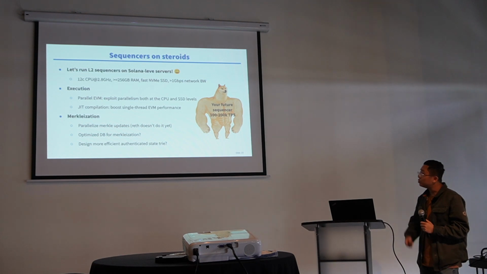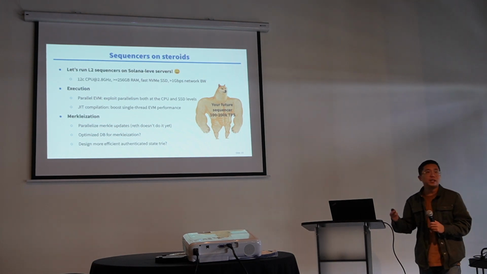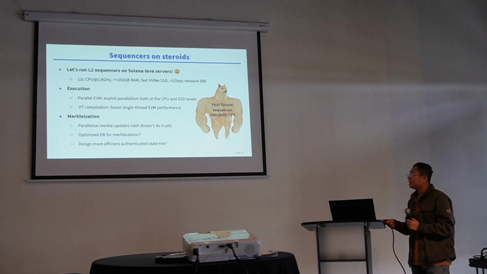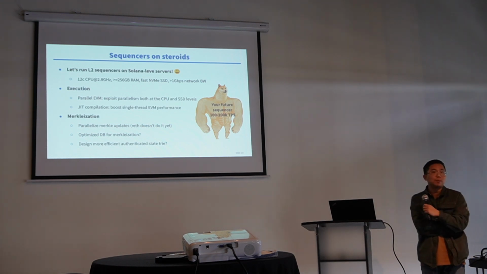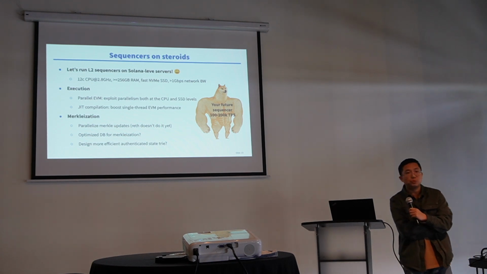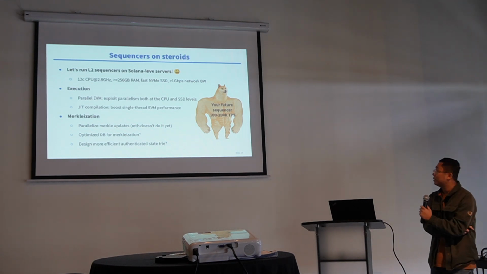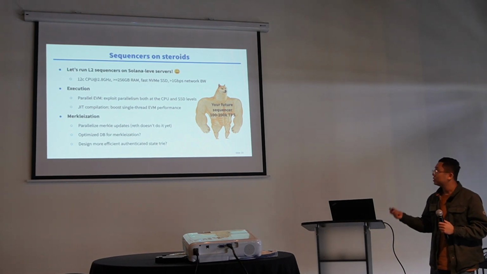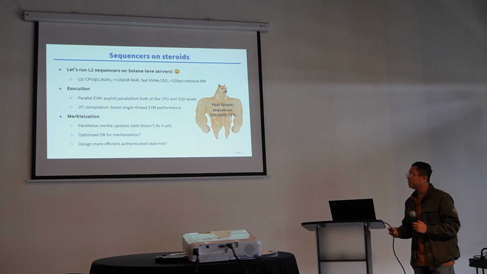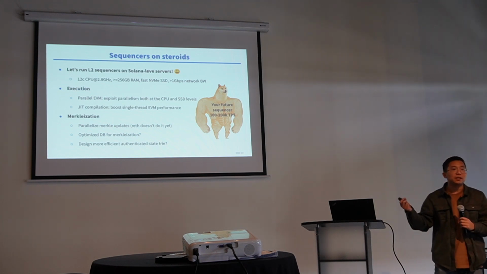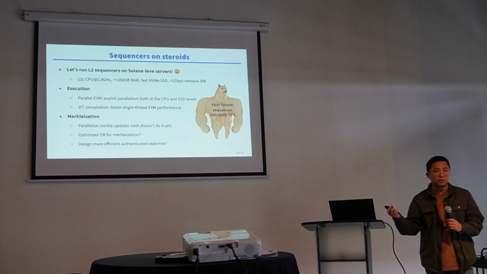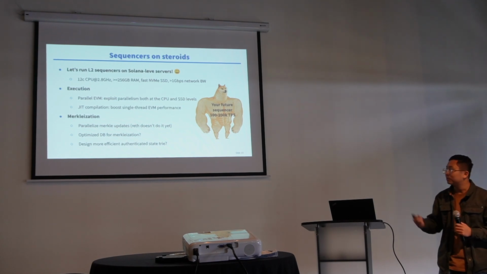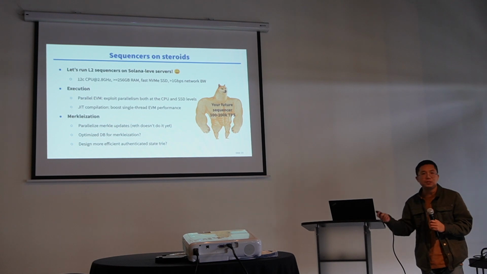For example, for execution, we can do parallel EVM. We can exploit the parallelism both at the CPU level and the SSD levels. And then we can also do JIT compilation of EVM bytecode to native code, which allows us to boost the single thread performance of EVM. As for Merkelization, we can parallelize Merkle updates. Reth doesn't do it yet, but it should be trivial to do it. And we could optimize the underlying database for the Merkelization process. We can even design much better data structures to replace the state trie, like to replace the MPT or Verkle tree.